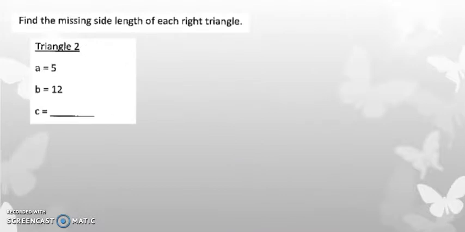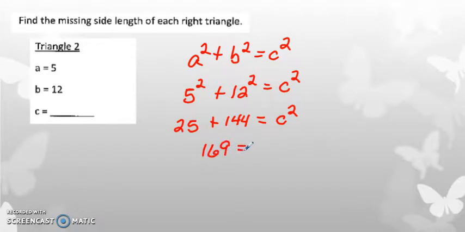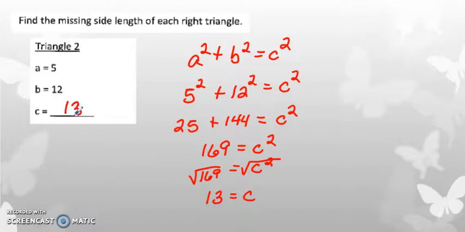In our second example, we are looking for c this time. Again, the formula is a squared plus b squared is equal to c squared. A is 5, b is 12. We are finding the hypotenuse this time. 5 squared is 5 times 5, or 25. 12 squared is 12 times 12, which is 144. These two numbers are on the same side of the equation, so we add them together. From there, we take the square root because that's the opposite of squaring something, and we get that c is equal to 13.